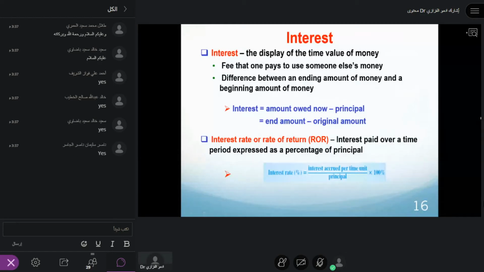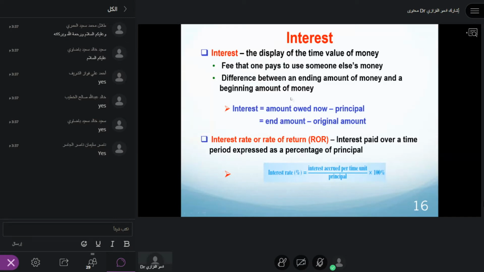Interest is the money that you pay to someone for using his money. That is the additional money you pay him for using his money. Like you go to the dealer, you take a car as a loan, then at the end of 2 years or 5 years or whatever, you pay him some certain amount in addition to the original amount of the money.